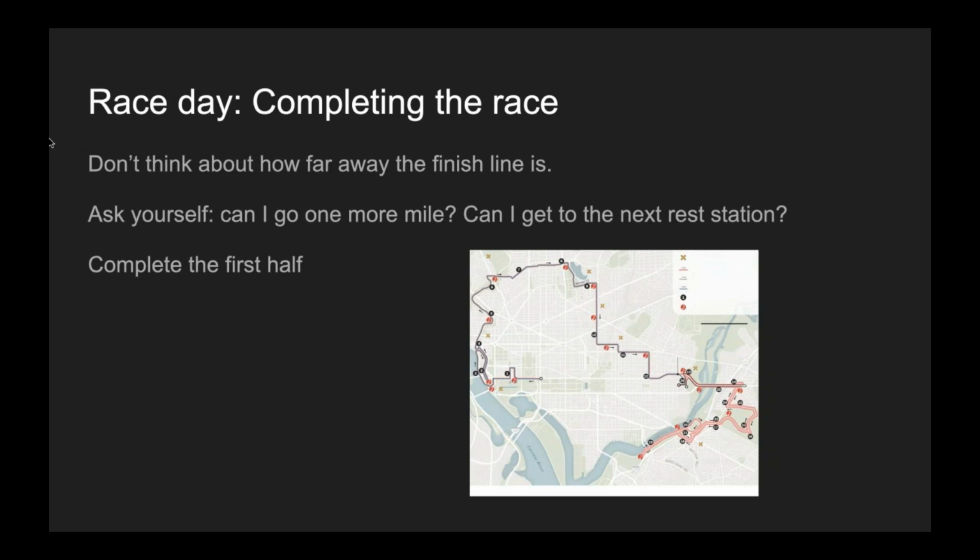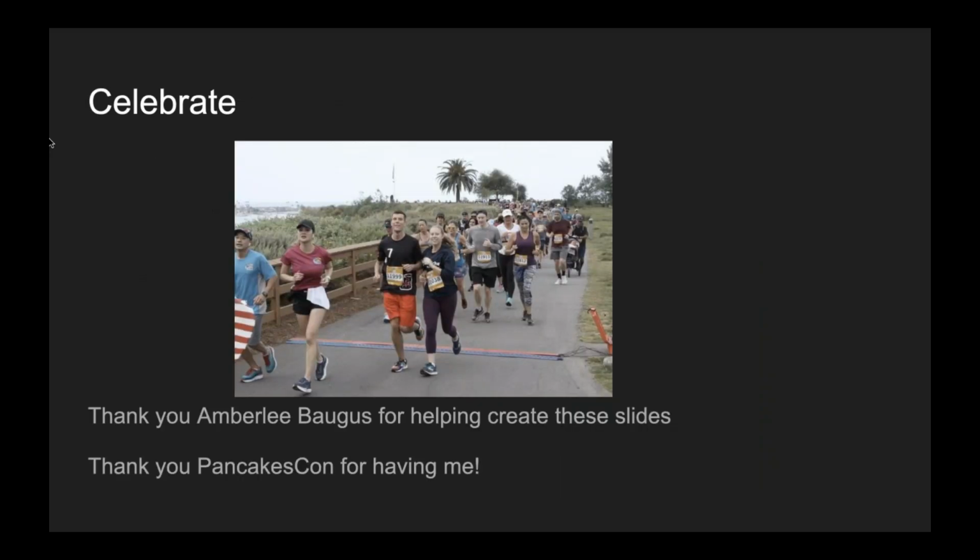I train about halfway. So if I can run about a 13-mile race without too much trouble, then I'm ready for the marathon. And if you can run a 5K without too much trouble, you're ready for a 10K. That's my rule of thumb: if you can complete half of it, you can complete the whole thing.